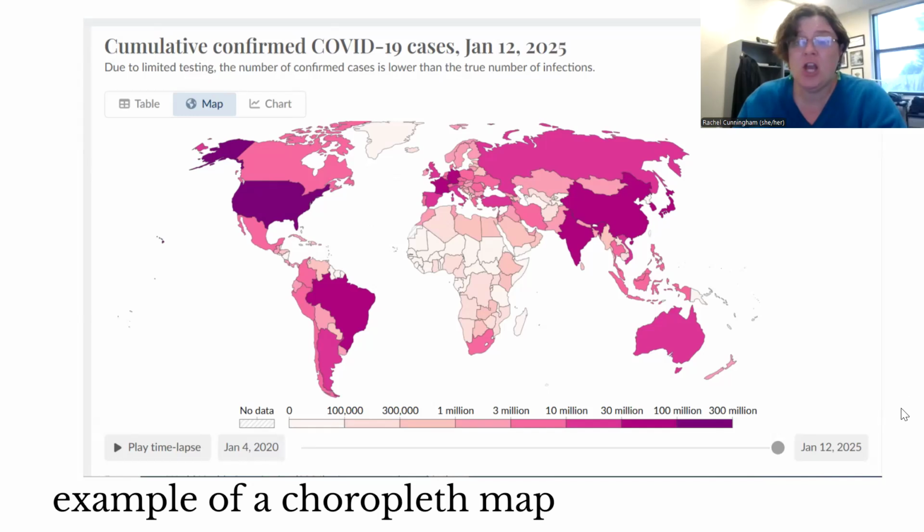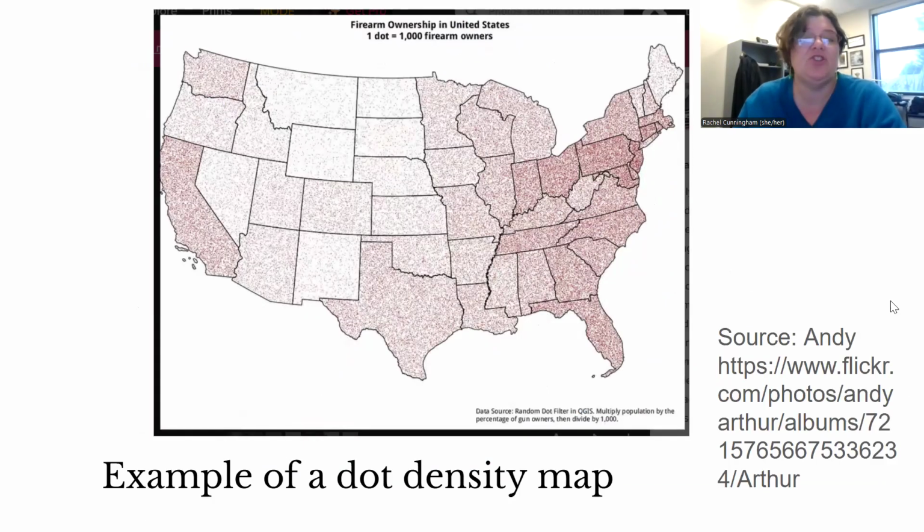And the last example I'm going to show you is a dot density map. And so this is showing firearm ownership in the United States. I'm not sure where they got this data from, this person who made this. In this case, every dot represents 1,000 firearm owners, right? Instead of having one dot equals one firearm owner, there are 300 million people in the United States. That would be a lot of dots. So instead, every dot represents 1,000 people. The basics still give you the idea of where there are more firearm owners than elsewhere.